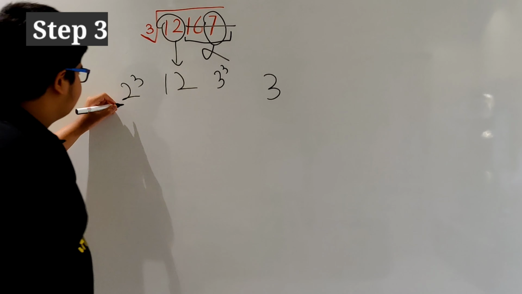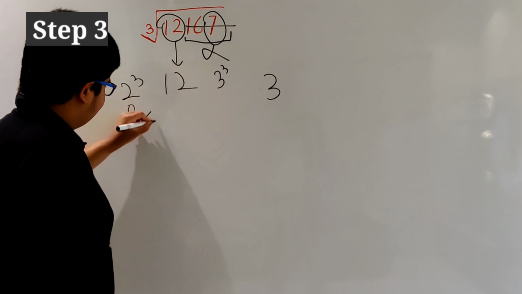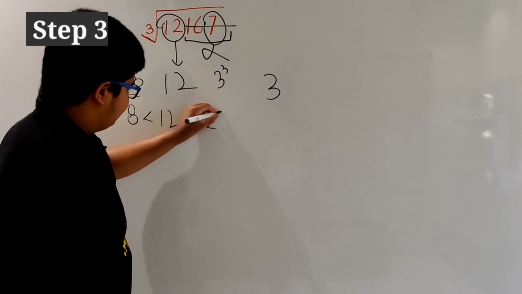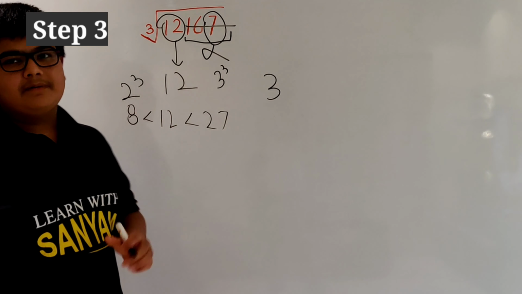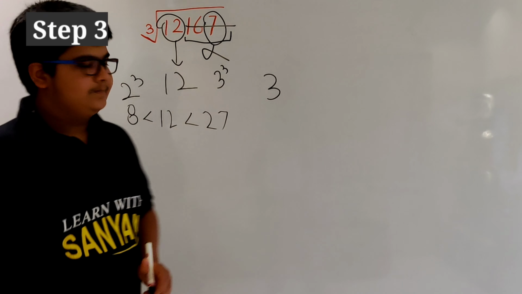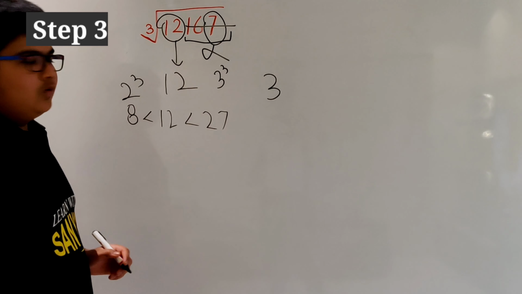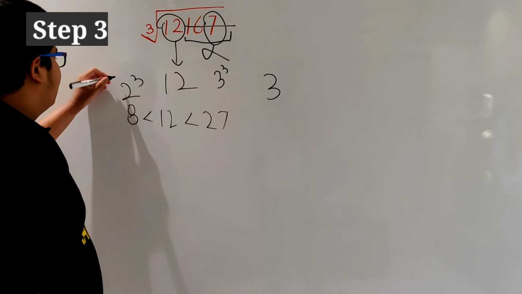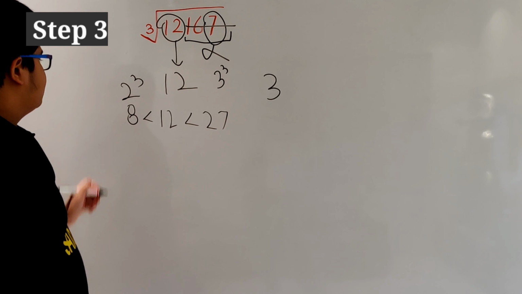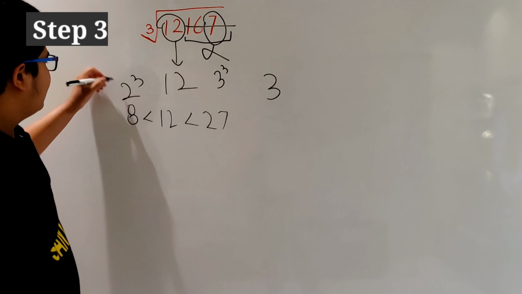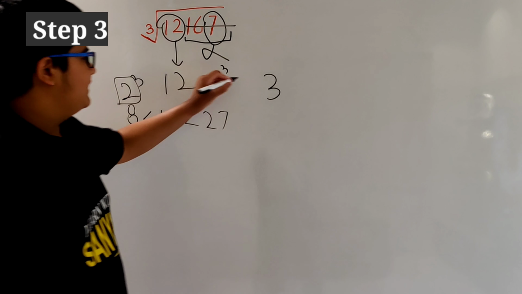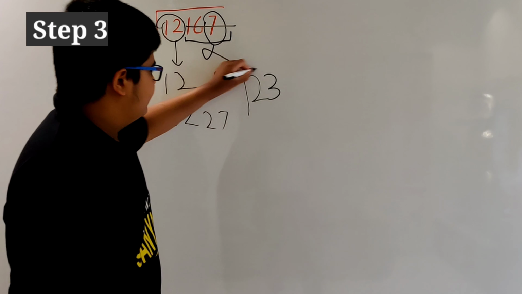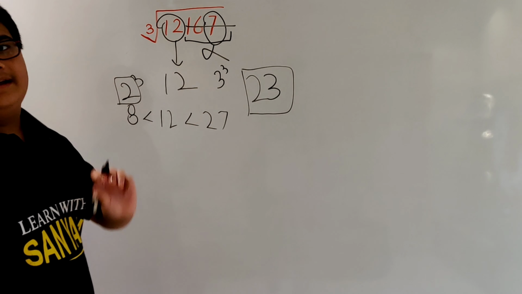So this 12 is falling between 8 and 27. It is falling between 2 cube and 3 cube. For this trick, you must remember the cubes of 1 to 10. Now what you have to do is take the lower number from this. You can see that out of 2 and 3, the lower number is 2. So that's why this 2 will be the first digit of our cube root. And this 23 will be our answer.